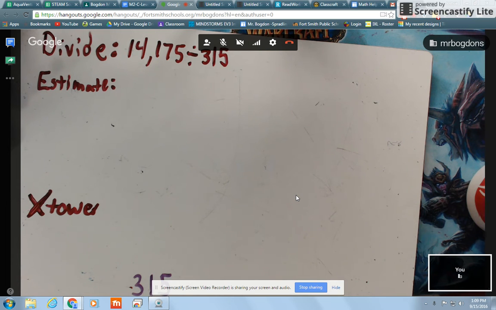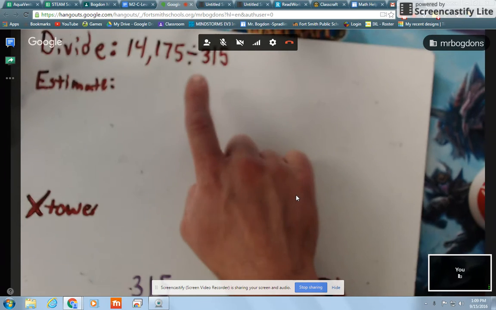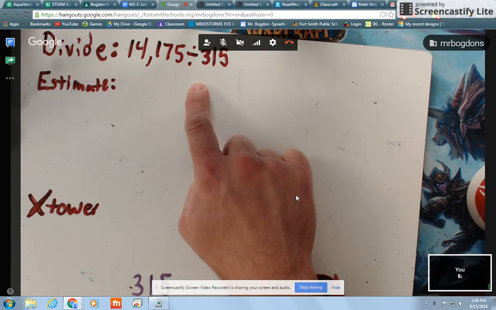14,175 divided by 315. Ooh, I don't think hardly any of us have ever divided with a 3-digit divisor. I told you we'd do something exciting today. All right, so first off, I need to estimate my quotient.